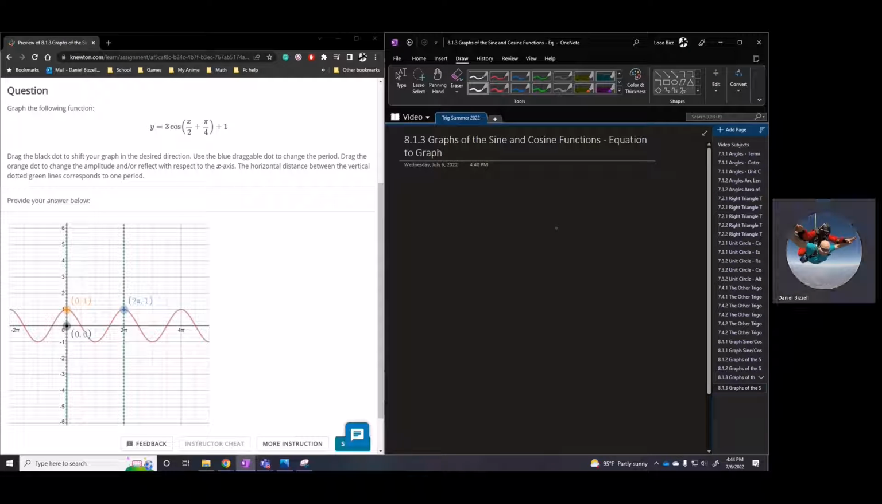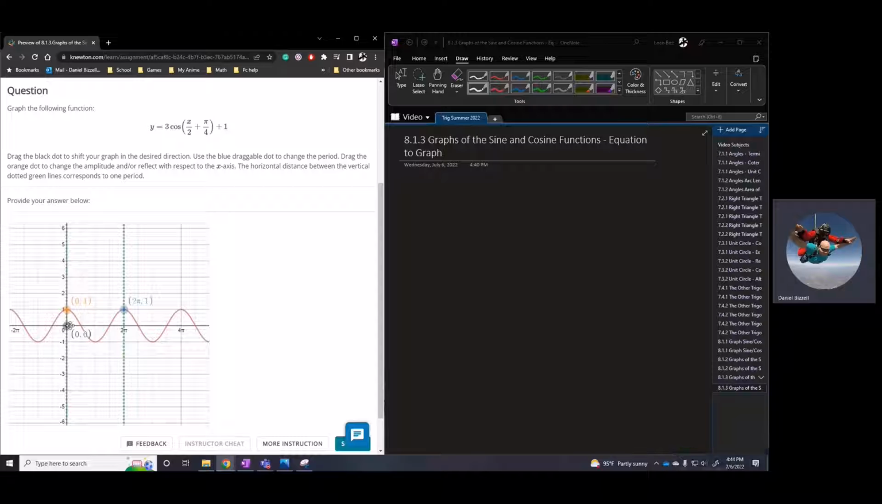In this question, we're given a trig equation and we're asked to match this graph to the trig equation. So here we have an equation, like I said, and then we have to manipulate these dots to make the graph match the equation. So where I would start on a problem like this is, as usual, with the vertical shift, because it's one of the easiest ones to recognize.